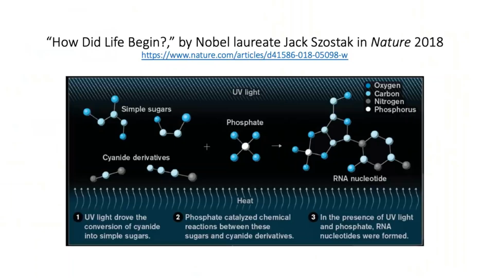Here is, next slide, the figure that he showed. This is the figure from Nature. This is his figure. Cyanide derivatives and simple sugars. Those are not sugars. He says this is oxygen, carbon, nitrogen, phosphorus. That's fictitious. I don't know any sugars that have that chemical composition. You don't know that. He's lying to you.